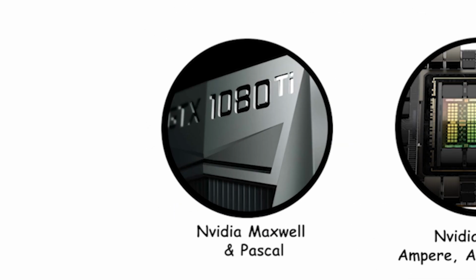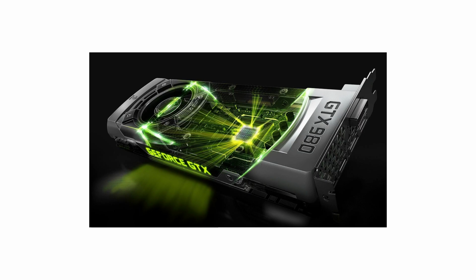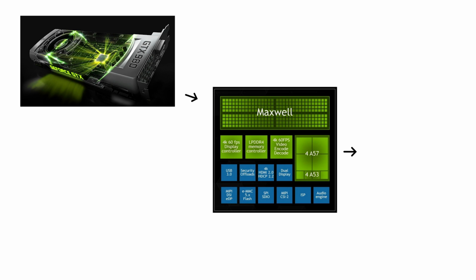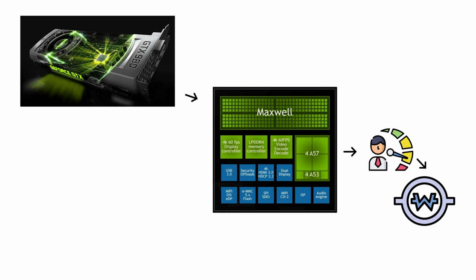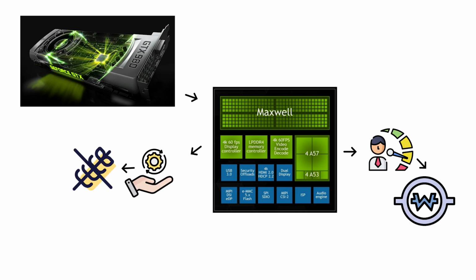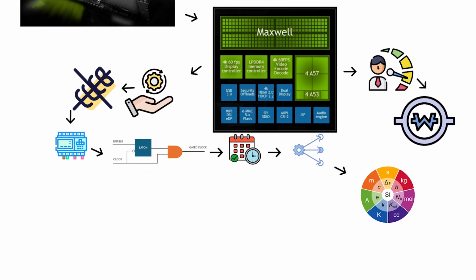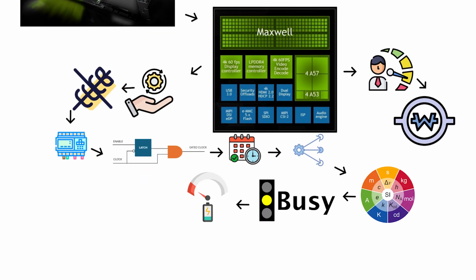NVIDIA Maxwell and Pascal. Maxwell, 2014 to 2015. Maxwell redesigned the streaming multiprocessor into the SMM unit to deliver much higher efficiency per watt than Kepler. The changes included leaner control logic, finer-grained clock gating, improved instruction scheduling, and better load balancing, so more of the silicon's math units stayed busy while using less power.